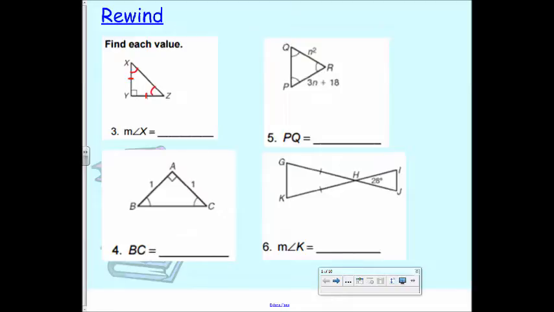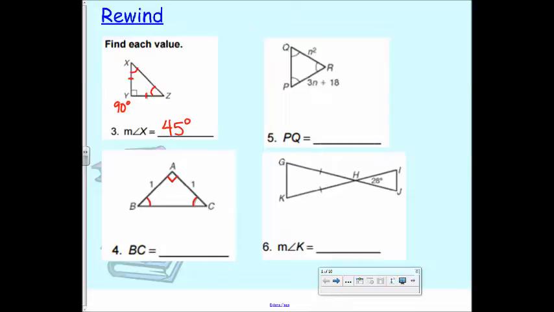If Y is equal to 90, which we know because it's a right angle, then I know that X and Z must both be 45 degrees because the sum of those angles would be 180. Number 4 is a right triangle as well, but in number 4 we're looking for a length, not an angle. So I know that these two angles are equal, which means they must be 45, but I'm looking for BC.